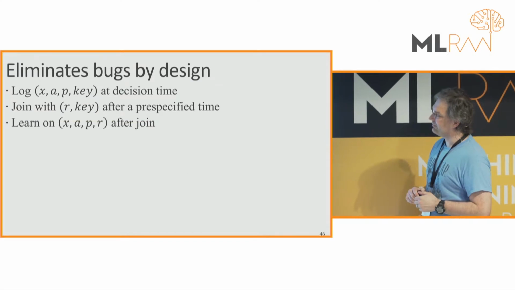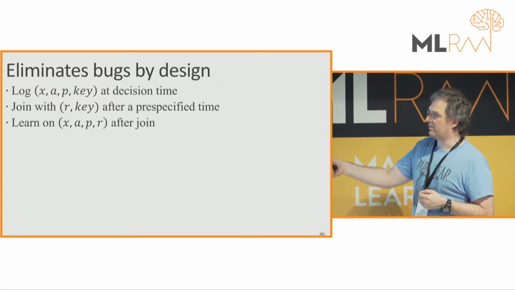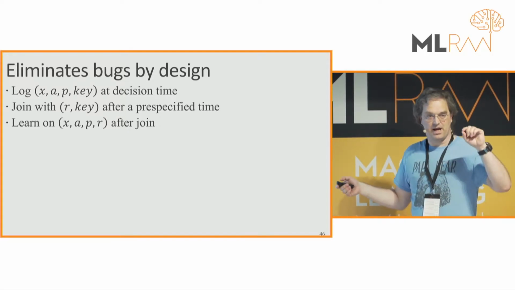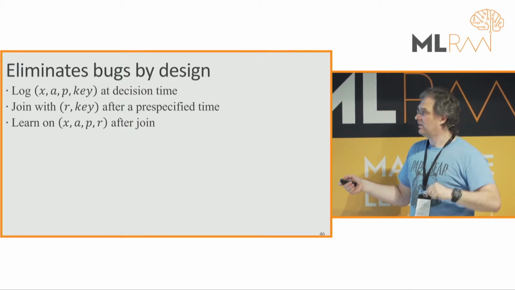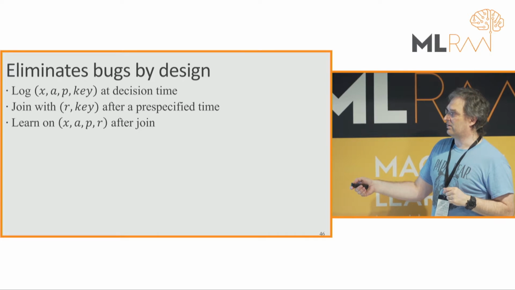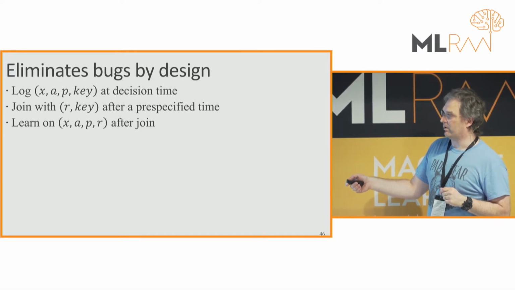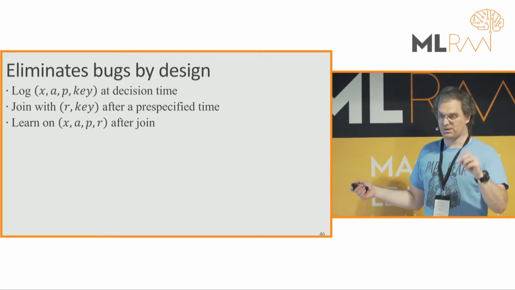So the idea here is that you want to kind of eliminate bugs by design in the infrastructure, in the way you design things. So there's a system which logs the features, the action, the probability of the action, and the key at the moment that you make a decision. And then later on, that gets joined with a reward and the key for the event after some pre-specified time.